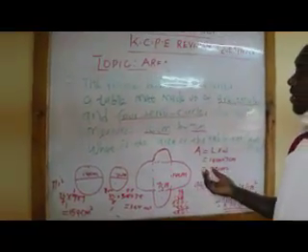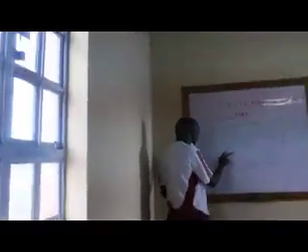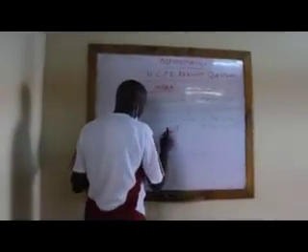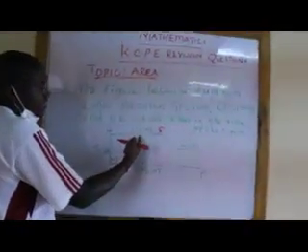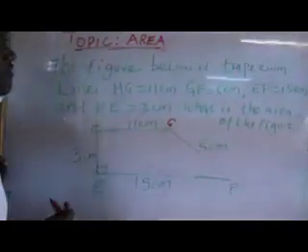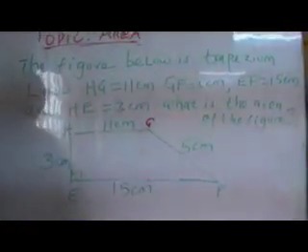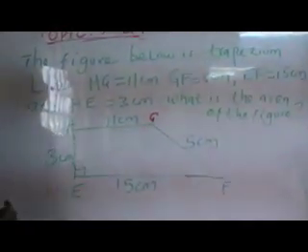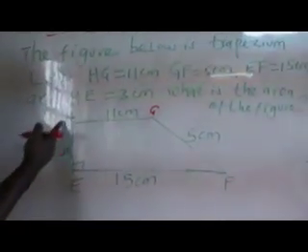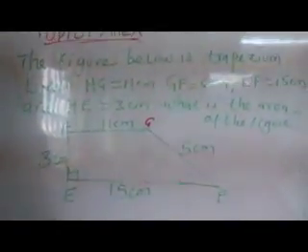Let us go to our last question dealing with area. The figure below is a trapezium. Line HG is 11 centimeters. GF is 5 centimeters. EF is 15 centimeters. And HE is 3 centimeters. What is the area of the figure?